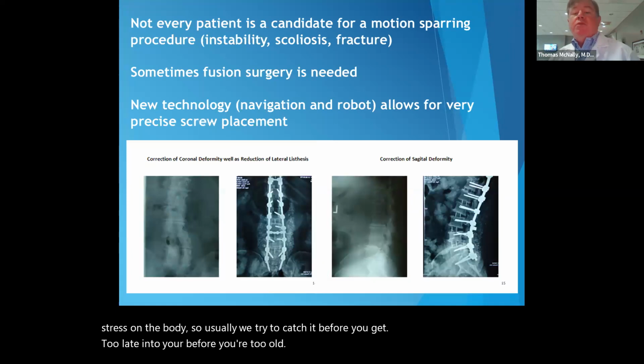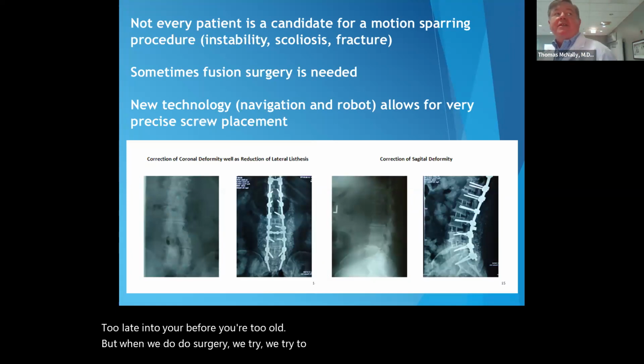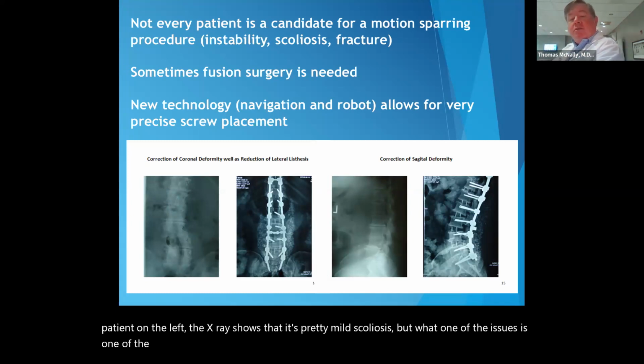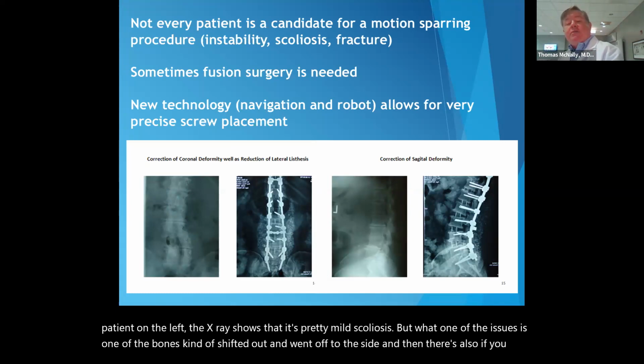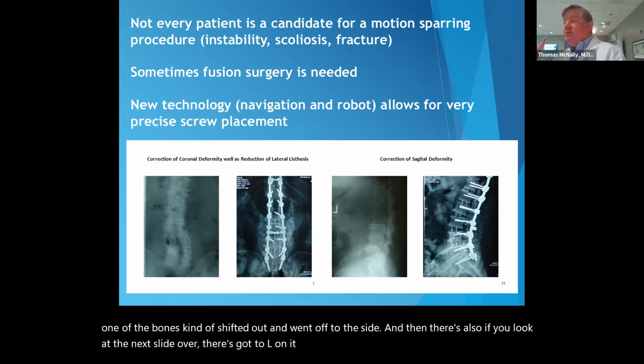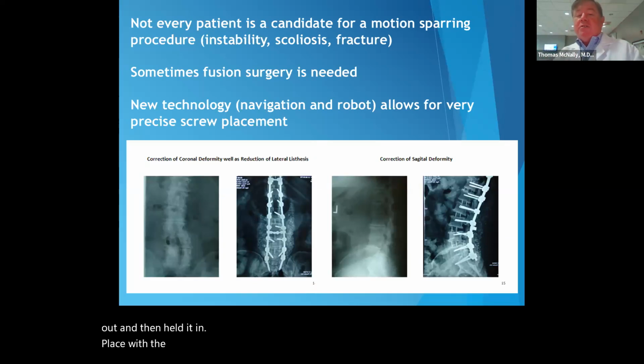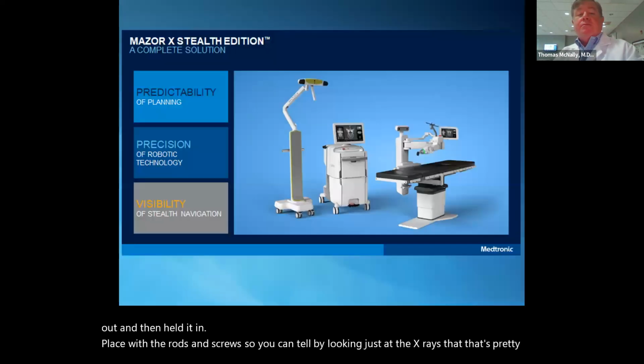But when we do surgery, we try to correct all the different things that are wrong. This patient on the left, the x-ray shows that it's pretty mild scoliosis, but one of the issues is one of the bones kind of shifted out and went off to the side. And then if you look at the next slide over, there's an L on it. It's showing how the patient was kind of stuck bent forward. We ended up doing surgery where we put something in between to straighten her out and then held it in place with the rods and screws. So you can tell by looking just at the x-rays that that's pretty major surgery.